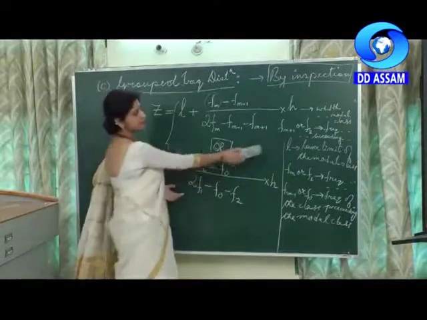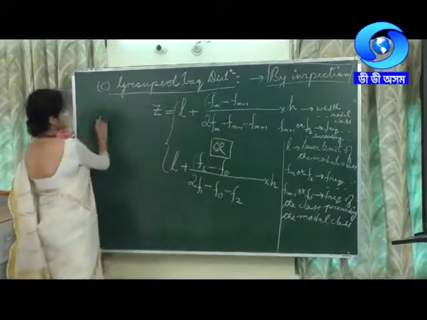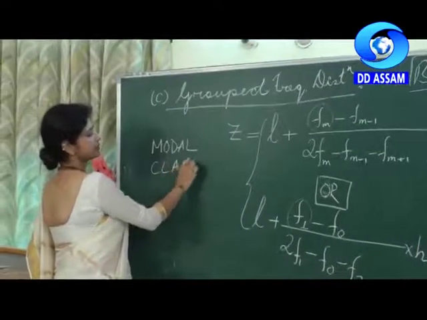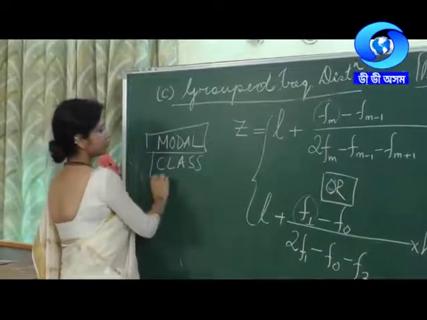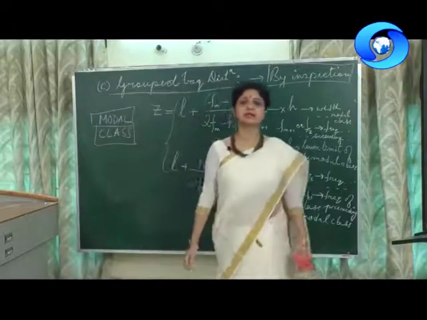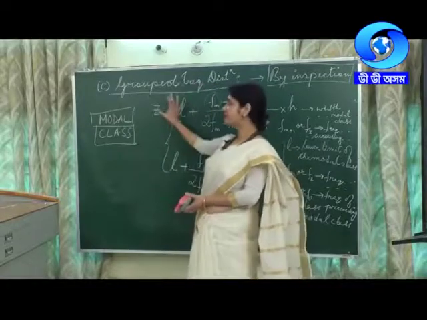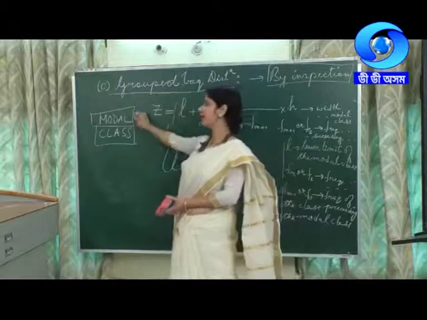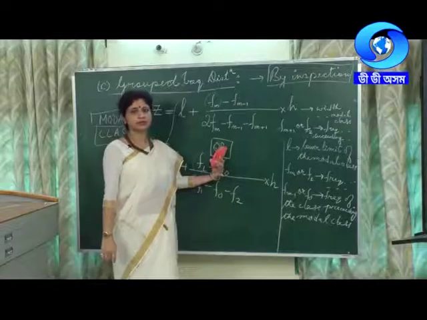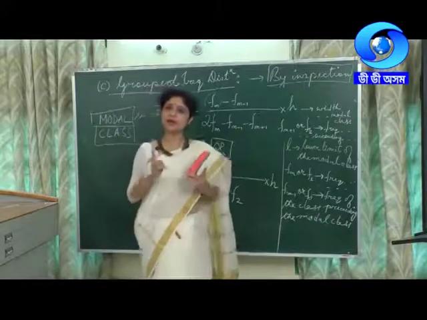Now, in every notation, we are making use of a word. And what is that word? That word is modal class. Now, which class is the modal class? Yesterday, while discussing median, we referred to the median class, and I told you how to find a median class. Now, in calculation of mode, we have to find the modal class first. Only then we can make use of this formula. In a unimodal distribution, you will have just one modal class.